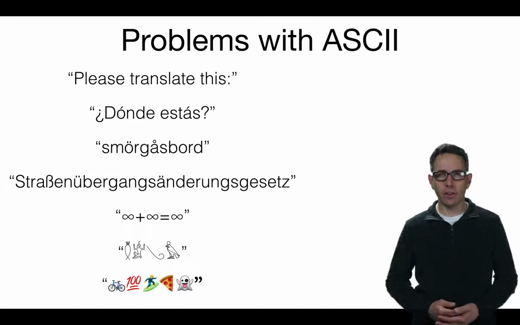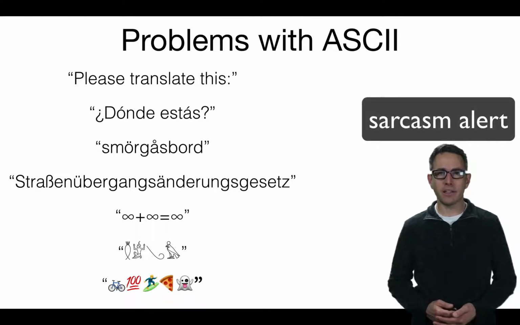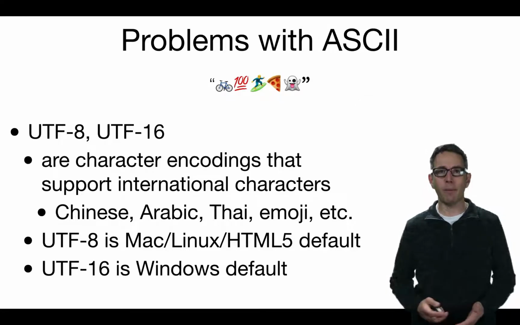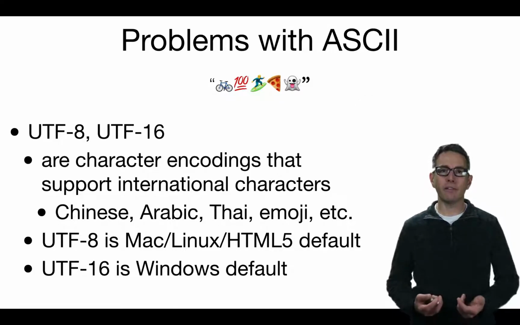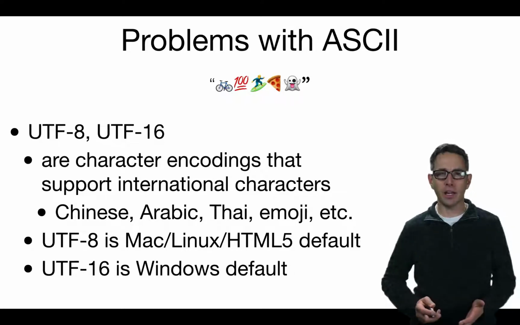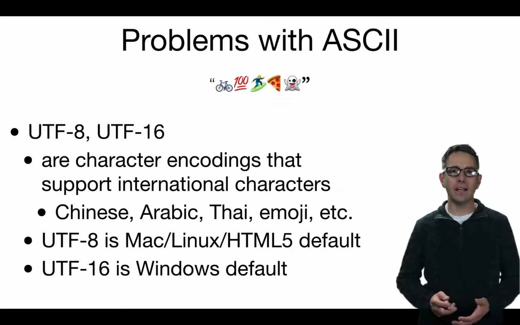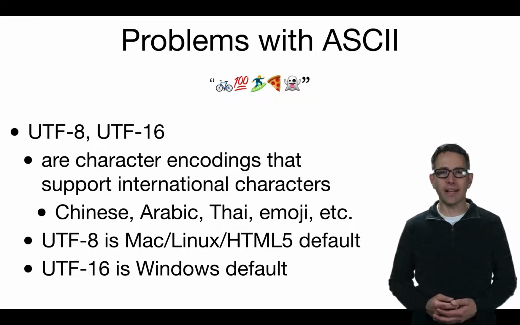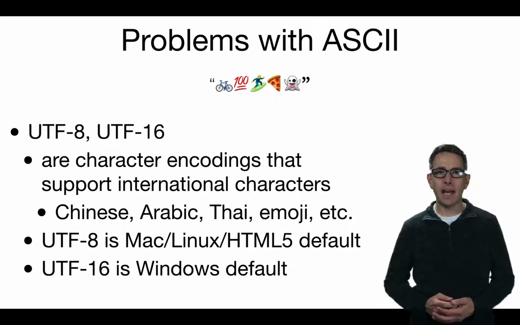Well, shortly after the rest of the world, besides the US, discovered that there were computers, the need for international characters came about. And so the character encoding for ASCII was quickly replaced by a character encoding called UTF-8 or UTF-16. Those are two different character encodings. They're both character encodings that support international characters, including Chinese or other Asian characters, Arabic, Thai, emoji, etc. UTF-8 is the character encoding that is native to Mac and Linux, and it's the default for HTML5.